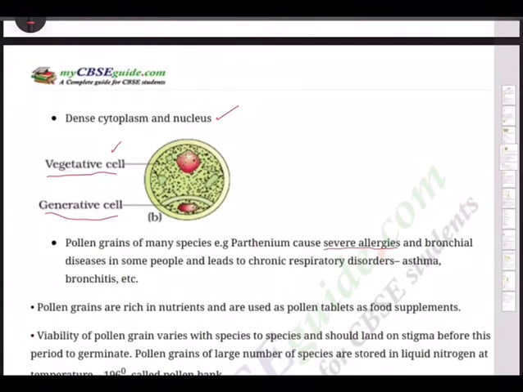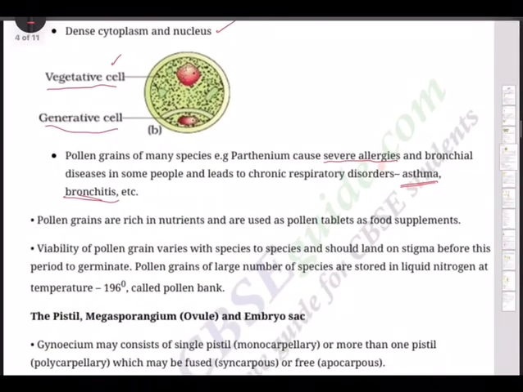Pollen grains of many species like Parthenium cause severe allergies and bronchial diseases in some people and lead to chronic respiratory disorders like asthma, bronchitis. That's why pollen grains are allergenic to some people. Pollen grains are rich in nutrients and are used as pollen tablets as food supplements. This is the positive side of pollen grains.